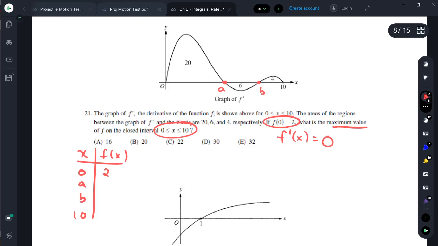So the way that integrals work, our integral is just how much we are changing by. So from 0, we add 20. So this is going to be 22. Then next up, we're going to subtract 6. So 22 minus 6 is 16. And we're going to add 4. So 16 plus 4 is 20. So our maximum value happens here at 22.